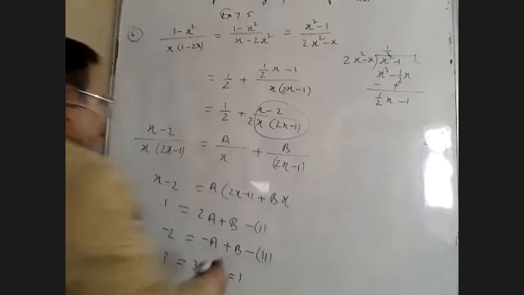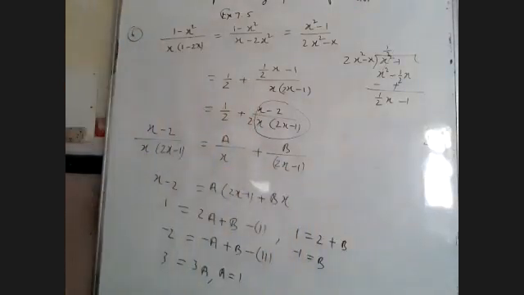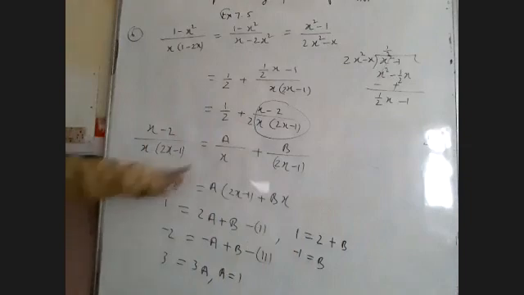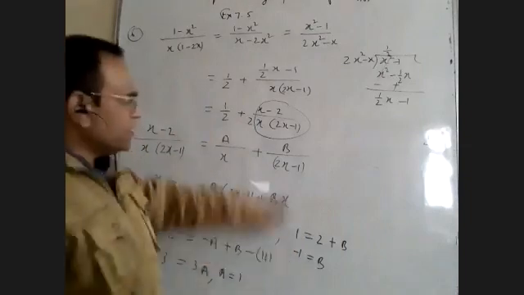We can put here, okay? Now we have to integrate. a की वैल्यू हमने फाइंड आउट कर ली है, a is equal to 1 है और b की वैल्यू कितनी है? -1.